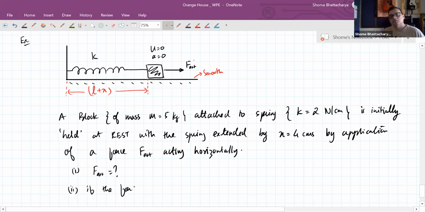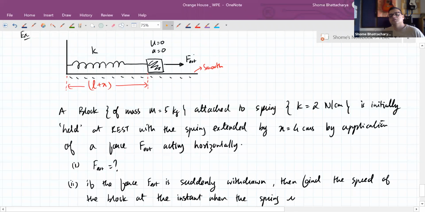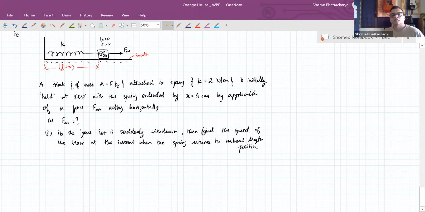Now second, if the force is suddenly withdrawn, means it stops acting, then find the speed of the block at the instant when the spring returns to natural length position. Okay, so we remove this force suddenly.